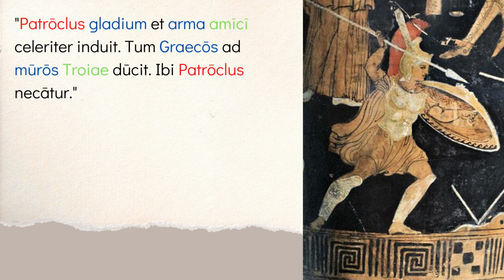Tum Graecos ad muros Troiae ducit. So then he leads, meaning Patroclus leads, the Graecos, the Greeks, ad muros, to the walls, Troiae, of Troy. There's your genitive, right? So Patroclus leads them to the walls of Troy. Ibi Patroclus necatur. So there, Patroclus, not he kills, but passive, he is killed. So this is the famous scene of the Iliad, or the Trojan War, where Patroclus puts on Achilles' armor, right? The troops all think it's Achilles. They rally. He leads them all to Troy, and he gets killed, right? Hector kills him, and it's this dramatic moment. And this is what sets off the rest of the Trojan War. Achilles finds out, and now he's mad, and he's going to go hunt Hector and return to the battle, right?